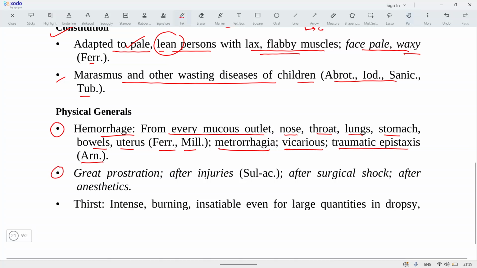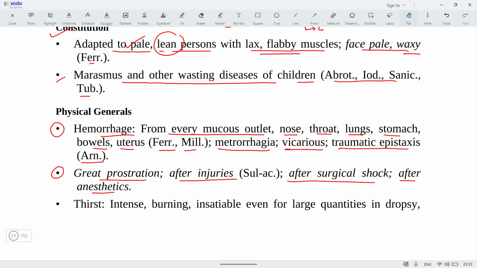The second point says the same thing, the great prostration after any injuries, after any surgical shocks, or after anesthetics. That means after any injury or surgical shock, there is a large amount of bleeding, that is hypovolemic shock. And because of that, the patient is very prostrated now. Usually after a huge bleeding, the patient, if given blood transfusions, can recover fast depending upon their age. But in case of acetic acid patients, they face problems in recovery. They face problems even after blood transfusions or even after a slight amount of blood loss.